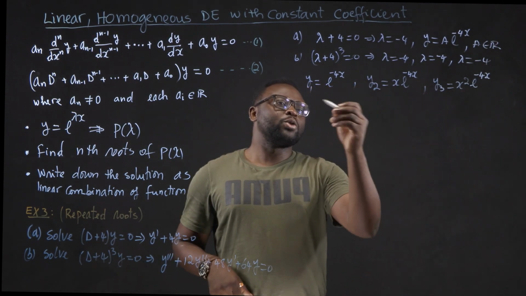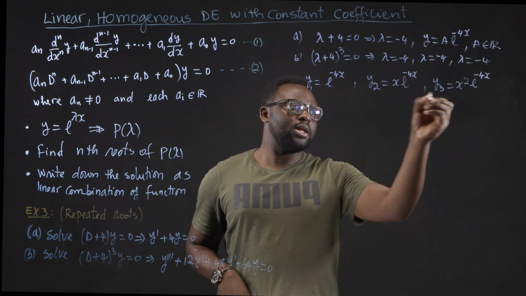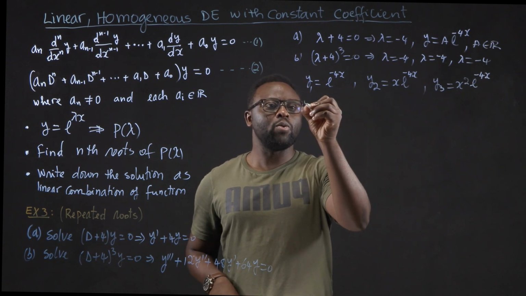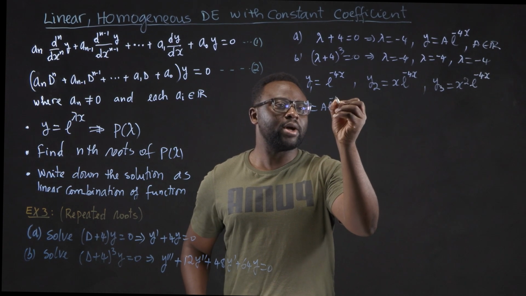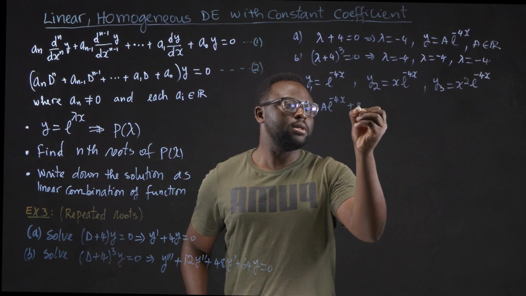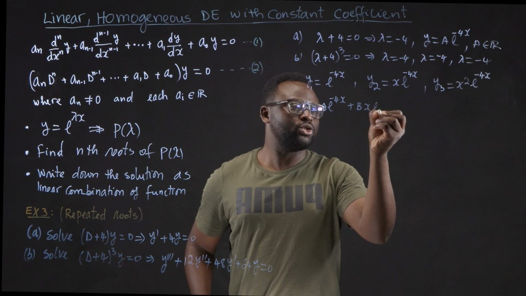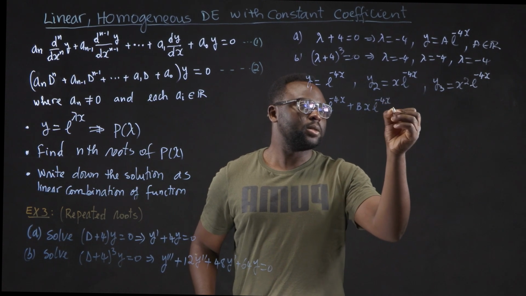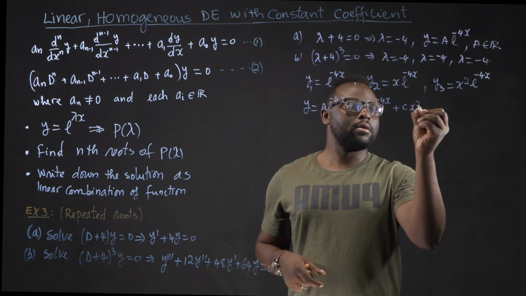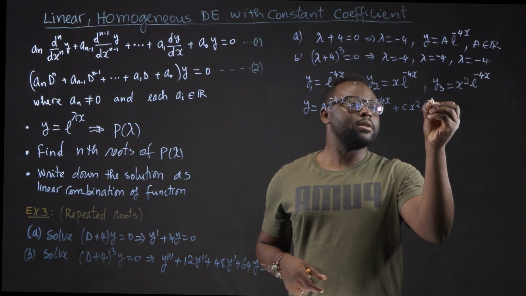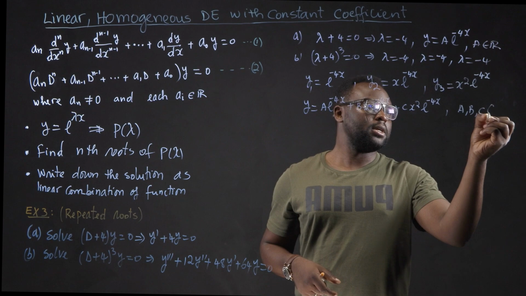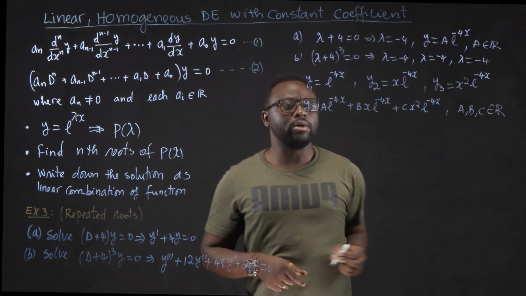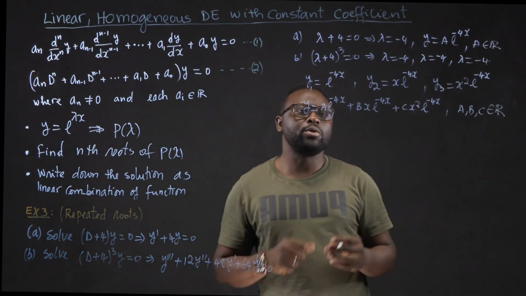All right, if you want to write down the general solution, it's just a linear combination of these functions. This is y equal a times e to the power minus 4x plus b times x times e to the power minus 4x plus c x squared times e to the power minus 4x. A, b, c are all real. Okay? So this is the solution.